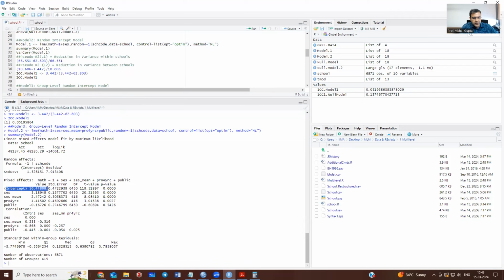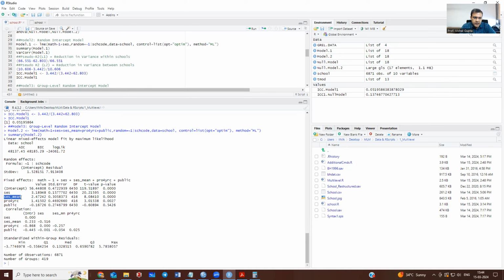Then you get your gamma 00, you get your gamma 10, that is the coefficient associated with the L1 variable. So every one standard deviation change, I was explaining this yesterday also, every one standard deviation change in SES will change the math score by 3.189 marks. That means students who come from better socioeconomic status tend to score higher on the mathematics examination.